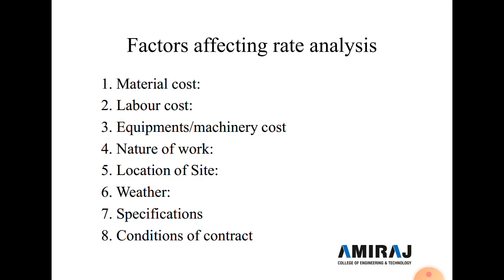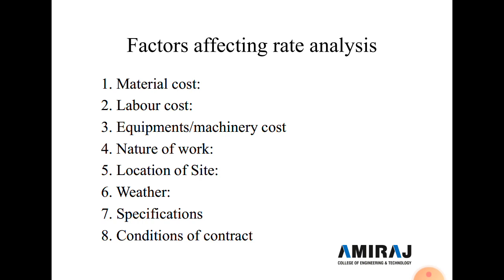Now third is the equipment and machinery cost. If the execution of an item requires the use of special equipment or plant, the cost of using such equipment on a rental basis should be included in the rate analysis. So the rate of the particular item is increased because we use equipment and machinery to complete the task. So here rate analysis is increased, and vice versa.